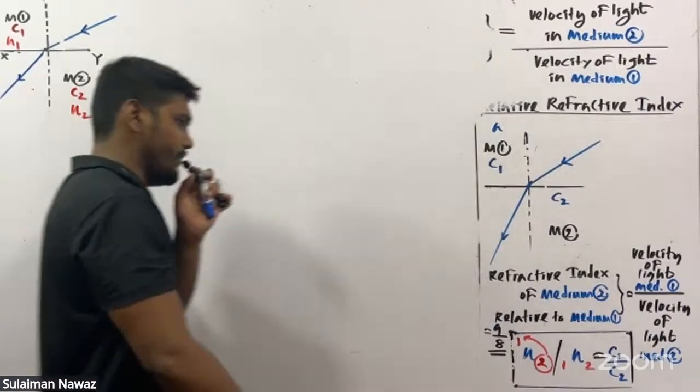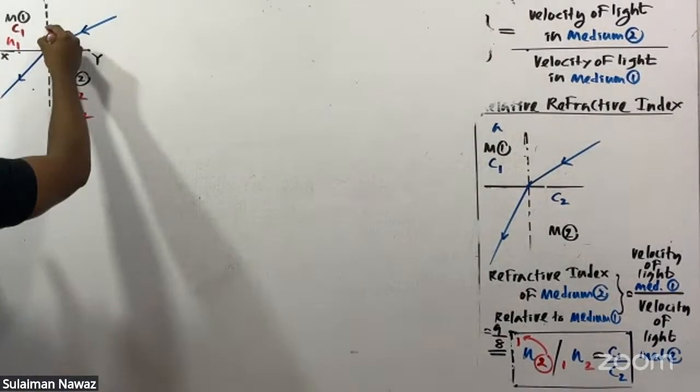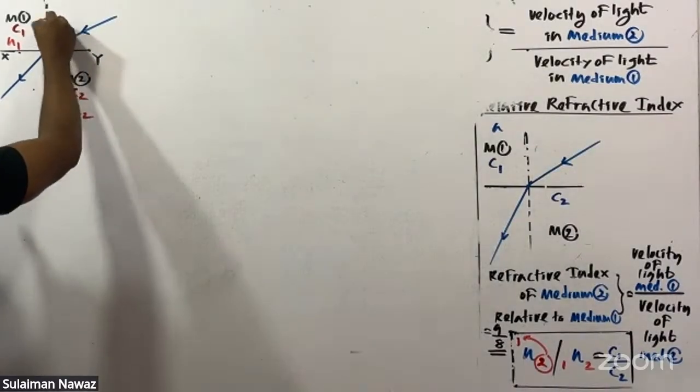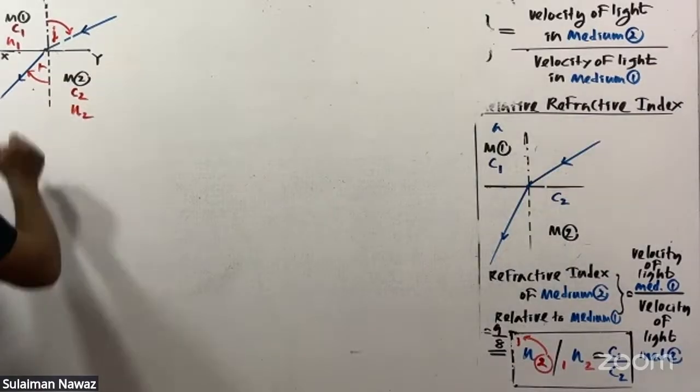See, the incident angle is I. Look at it very carefully. The incident angle is I, measured from the normal to the incident ray. The refractive angle is R, measured from the normal to the refracted ray R.